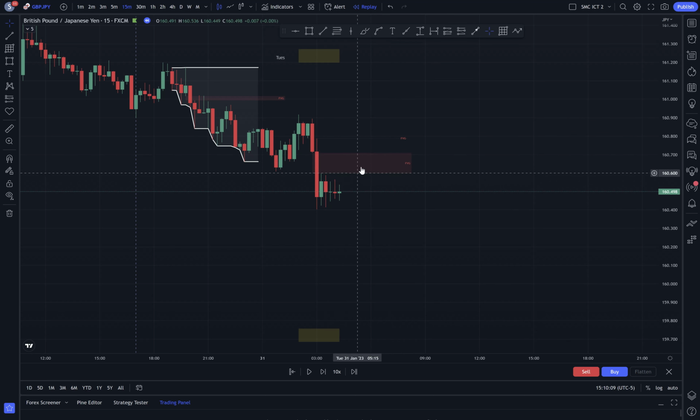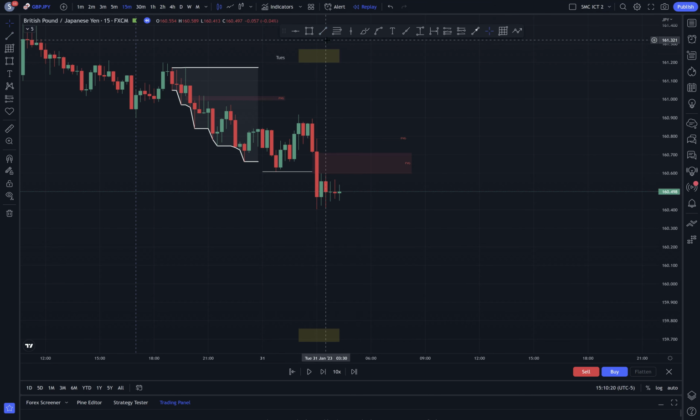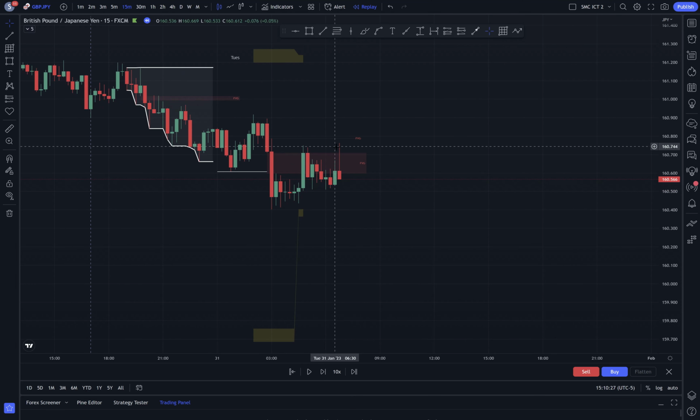And number 3, do we see market structure shift or break of structure? Yes, we do. We break this swing point here, and yeah, so we basically meet all 3 rules that we are happy. And if you continue this, of course we meet into it.